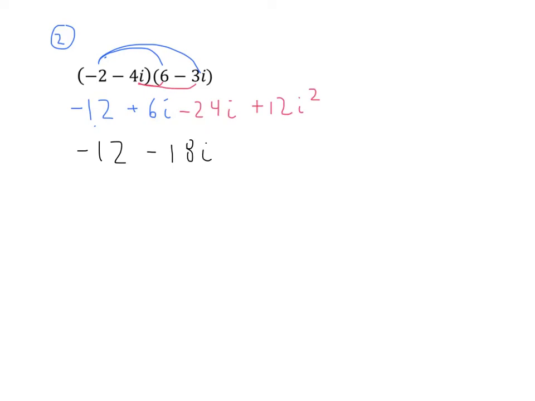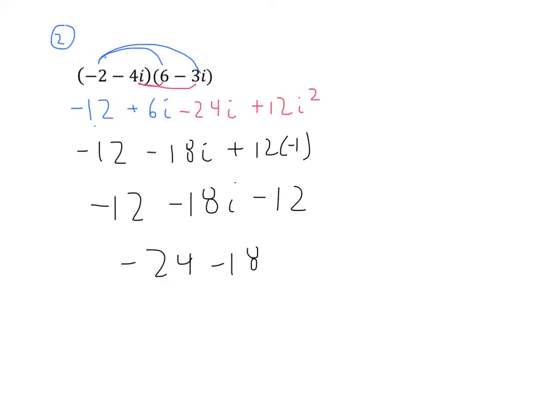Then let's think about what this last part would be: 12 times i squared. Remember, i squared is negative 1. So this would be plus 12 times negative 1, which is the same thing as negative 12. So I've got negative 12 minus 18i minus 12. Final answer should be negative 24 minus 18i.